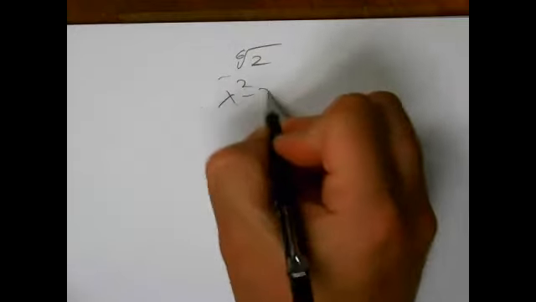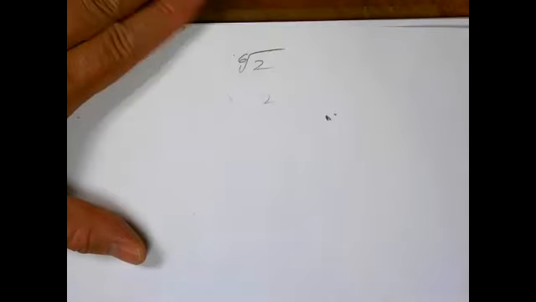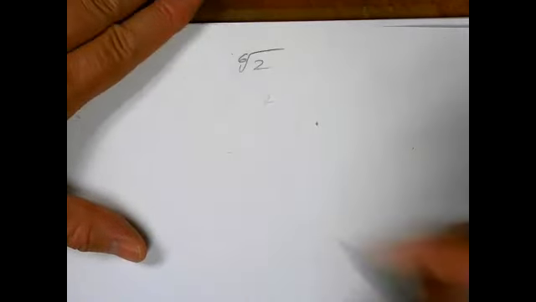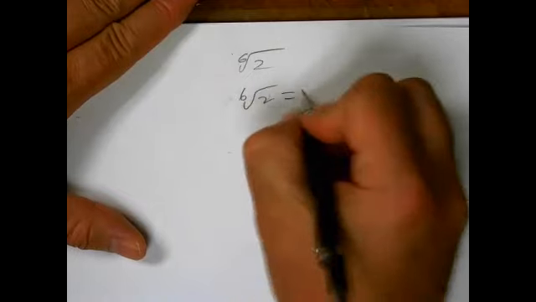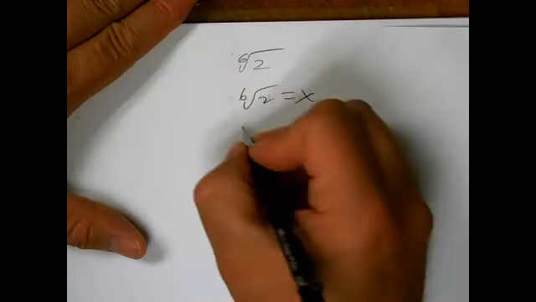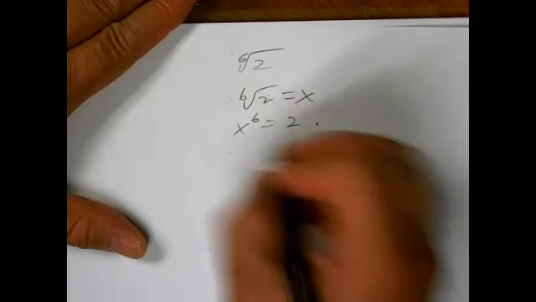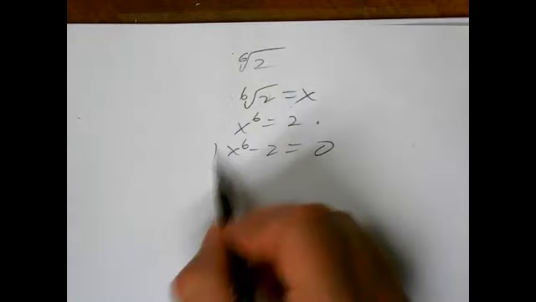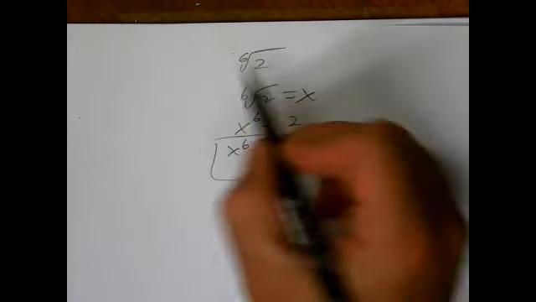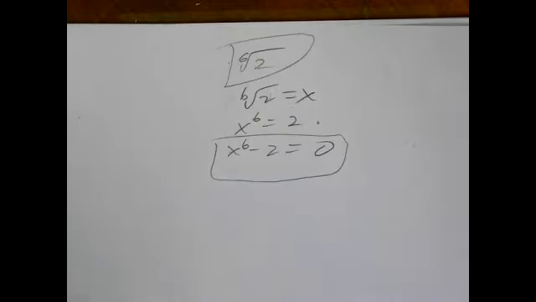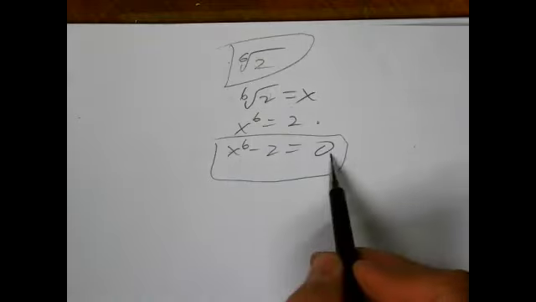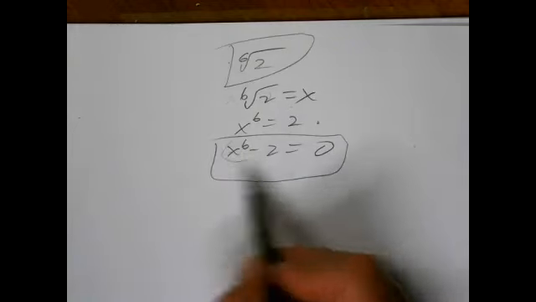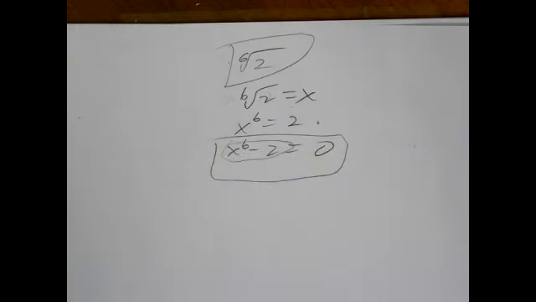x to the 6 minus 2. The equation that accompanies that, if we say 6th root of 2 is equal to x, then you raise both sides to the 6th power and you get x to the 6 equals 2. Therefore, x to the 6 minus 2 equals 0 is the corresponding equation. If you can solve this equation, you know that number. So why is it preferable to solve this equation? Because this equation has a polynomial in it. It's taking the roots completely out of the picture. Polynomials are by far easier to work with.